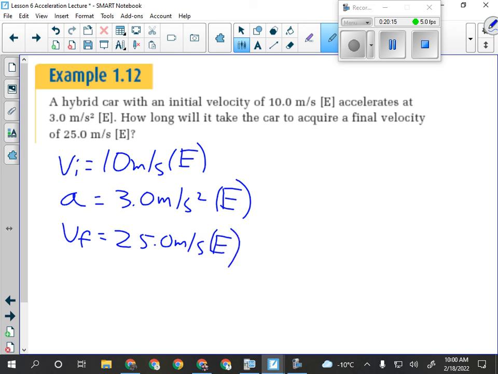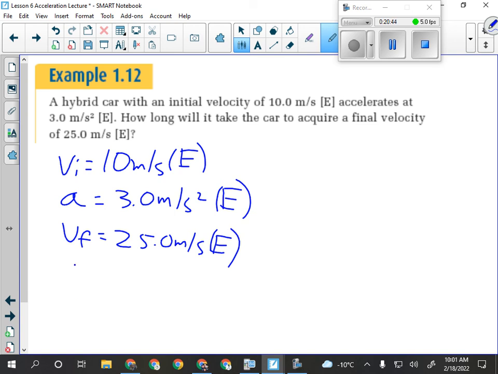Everything's east, so everything's positive. I don't have to worry about anything on that, but it is something you have to watch for on other questions. For example, if a car is going up a hill and runs out of gas, its initial velocity is up the hill, but its acceleration will be down the hill. Once it runs out of gas, it's not pulling up the hill anymore. Gravity is going to start bringing it back down. So we have to watch for things like that.